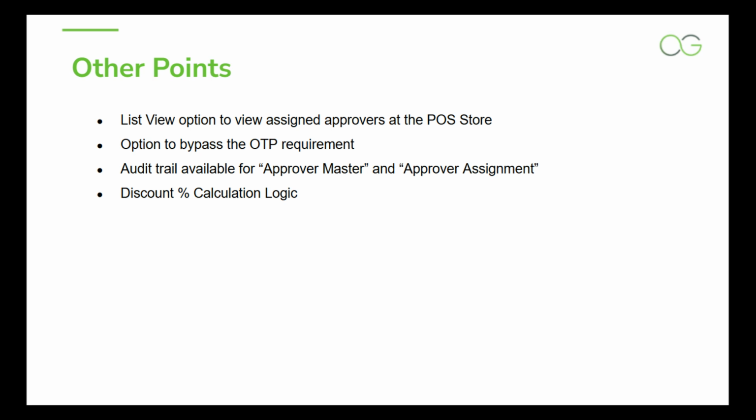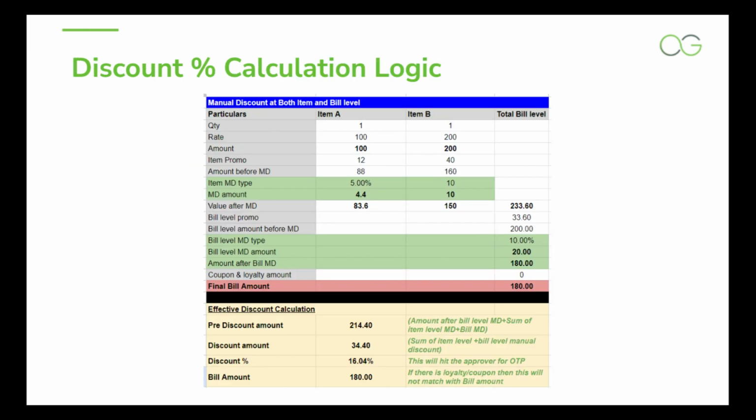So coming to the last point, it is the logic applied by the system to determine the discount percentage and filter the list of approvers based on their approval limits. This table covers an exhaustive explanation of the calculation logic of discount percentage. You can pause your screen and have a look at it for better understanding.